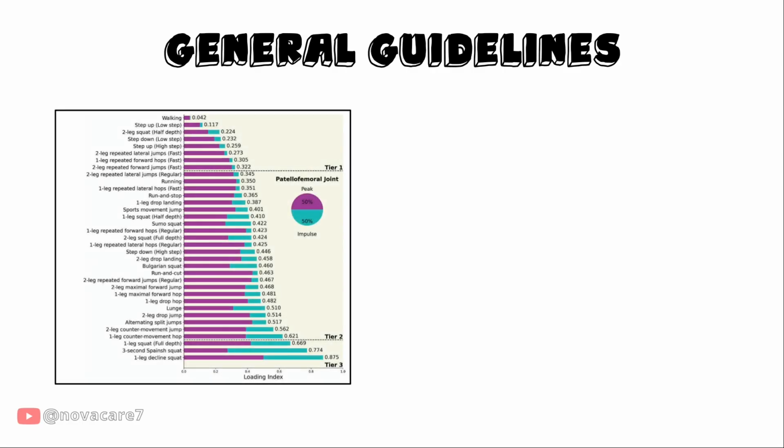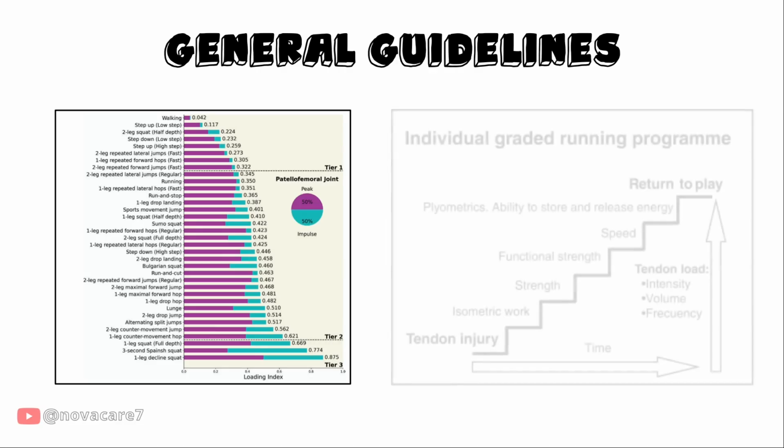Okay, so we are first gonna talk a little bit about the general guidelines of this program. This is a chart based on a study that was done on the loading of the patellofemoral joint in different exercises. This has been used a bit as a guide to decide which exercise to provide in each phase of training. You can use it if you want to get more ideas about your own training. It's gonna be there for you to check out. Of course, not every exercise is shown here, but it's a good guideline.